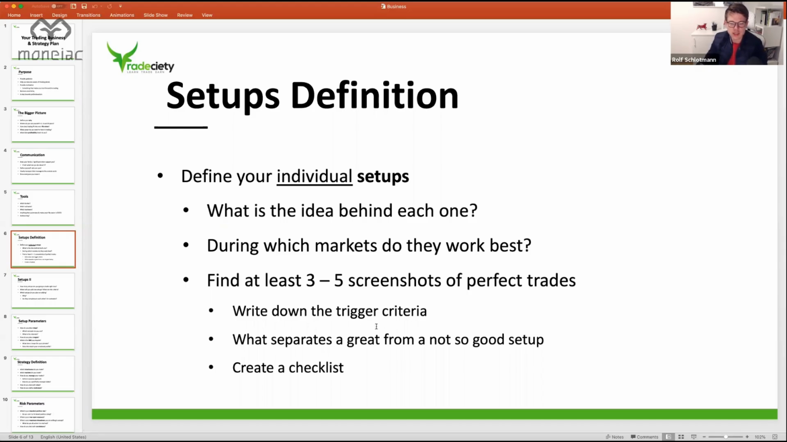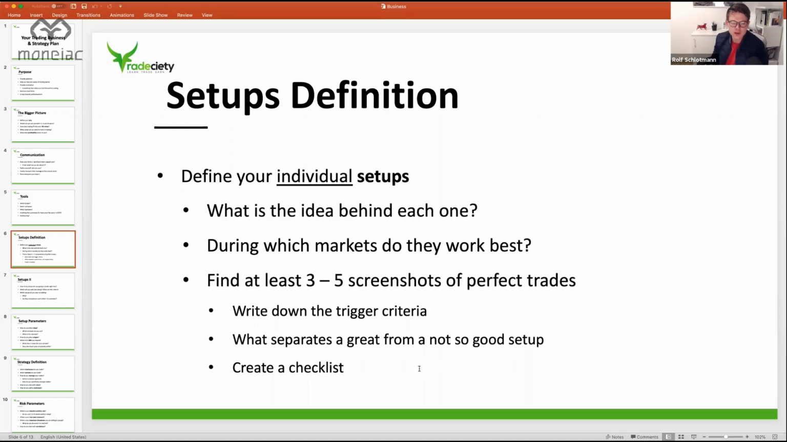What separates a great from a not so good setup, also very important. And then you can create checklists. Obviously, in the beginning, this will not be as smooth, but with everything, the whole trading business plan thing is something that you can grow into, that will evolve over time. It won't look the same now as it will in 2 or 3 years, or even maybe in 6 months. You will learn more about yourself, about your trading, so it will evolve with yourself.